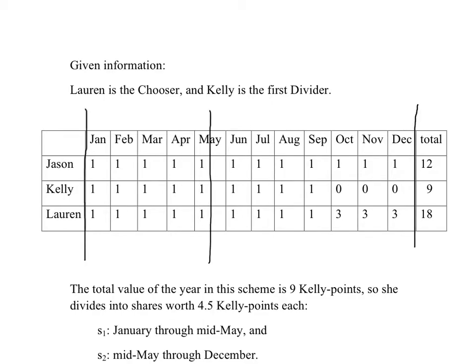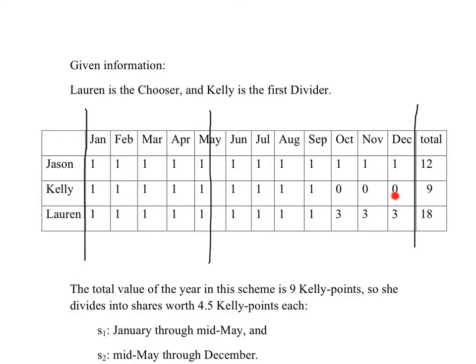Wait, where did mid-May come from? Because Kelly values the whole year at 9 Kelly points, so the value midpoint of the year, from her point of view, is 4.5 Kelly points into the year. And that's exactly at the midpoint of May. Think of that as May 15th, if you wish.